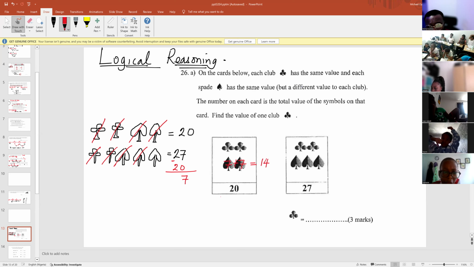Take away 13 from 20. What is left? 6. Each club is 3, 3. So let's confirm the second diagram. 3, 3, 7, 7, 7. Check if it adds up to 27.